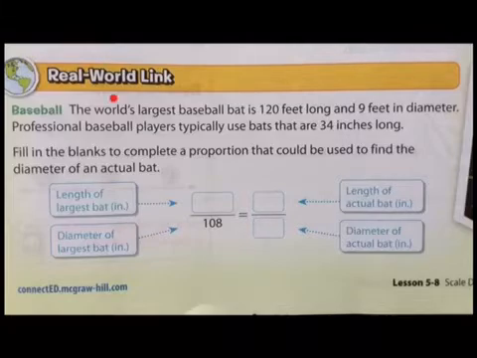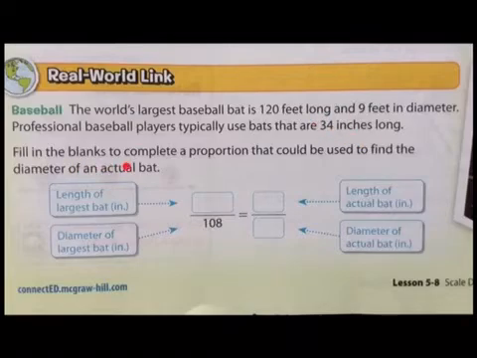Okay, let's see. Real world link. Baseball. The world's largest baseball bat is 120 feet long and 9 feet in diameter. Remember, diameter is the distance across the circle. Professional baseball players typically use bats that are 34 inches long. So we have 120 feet and 34 inches, okay?